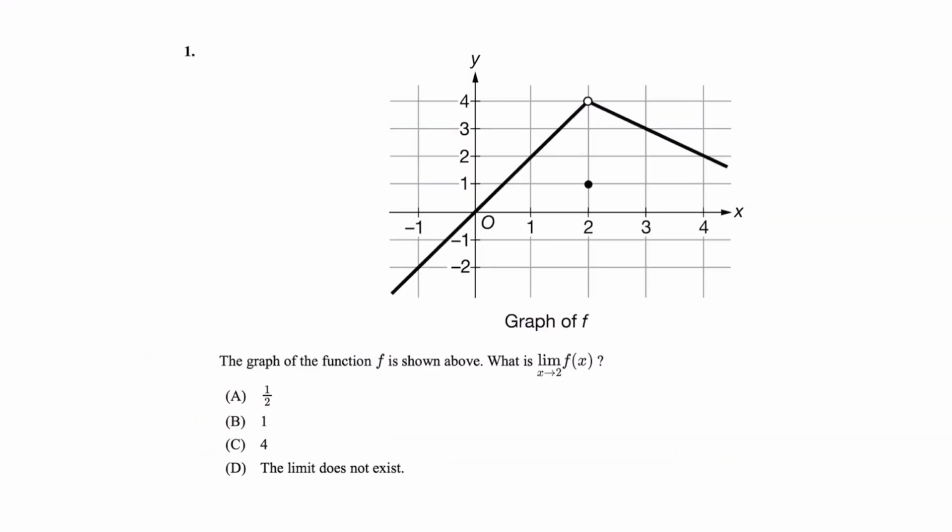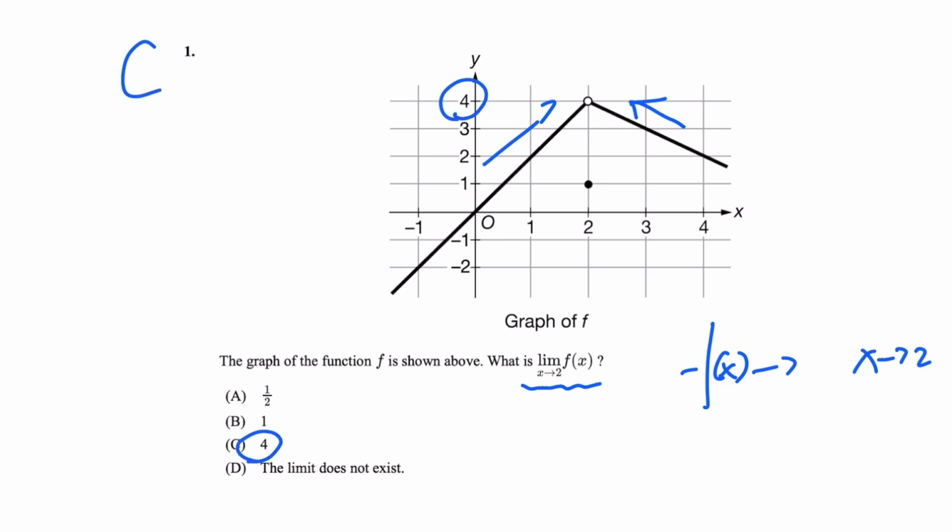And now let's take a look at one AP style question. They give us a graph. They want us to figure out the limit of f of x as x approaches 2, which is the same thing as asking where f of x approaches as x approaches 2. If we look at the graph, as we're getting close to 2, our y value is getting close to 4, and that's the answer. So the answer is C. This solid circle represents f of 2 equals 1. Like I said, it's more of a distraction. It has nothing to do with our limit. And that's it.